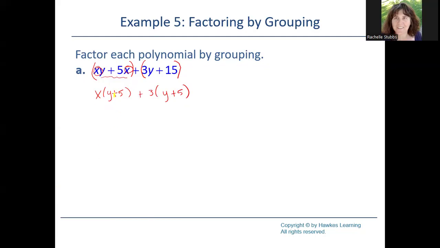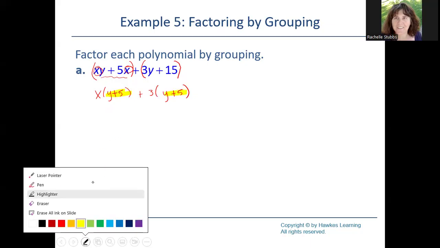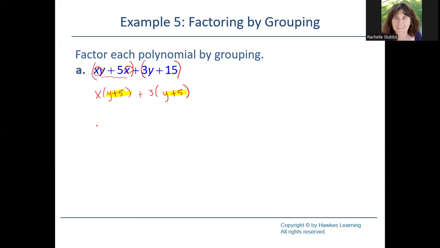What do we have common here now? Now we do have a cofactor that's common. It happens to be y plus 5 and y plus 5, right? So we're going to factor that out. I'm going to keep it in its parentheses. And what's left over after this is factored out? x plus 3. I'm concerned about the leftovers, okay?